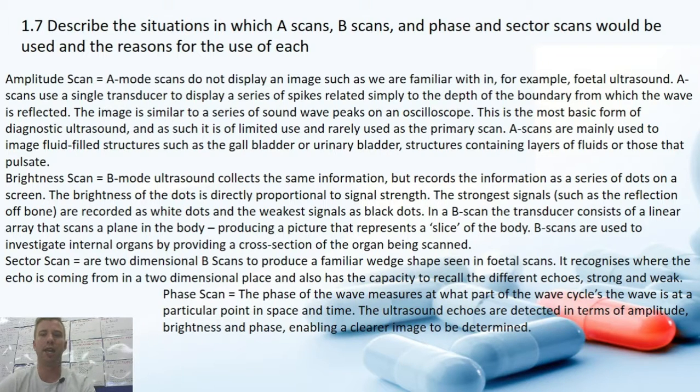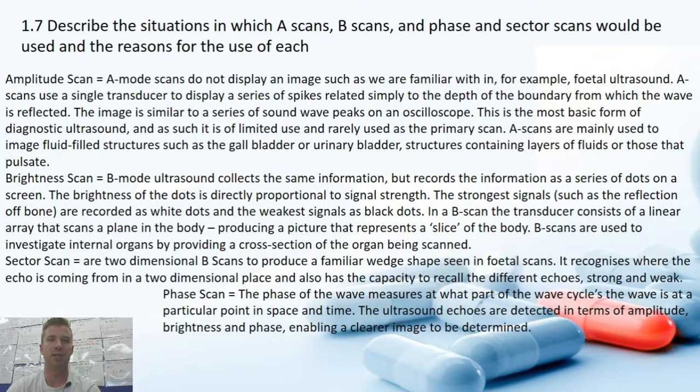So when we're looking at each of these scans, you need to know that the amplitude scan shows peaks, looking at the waves such as shown in an oscilloscope. Brightness is shown as dots, and the brightness of the dot is proportional to the signal strength. Sector scan is a two-dimensional scan of a B scan, while phase is looking at the wave cycles of the waves that are being produced and detecting the amplitude, brightness of those, or the phase of those waves.